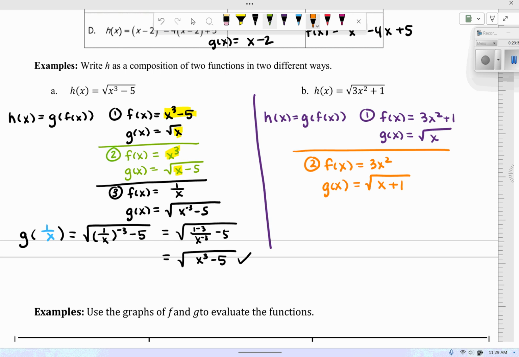You could also do, let's say you had f of x as just x, or you could do x squared. So you could do x or x squared. So let's do x squared. Then g of x would have to be equal to the square root of 3x plus 1. So there's lots of different answer combinations that you could have.